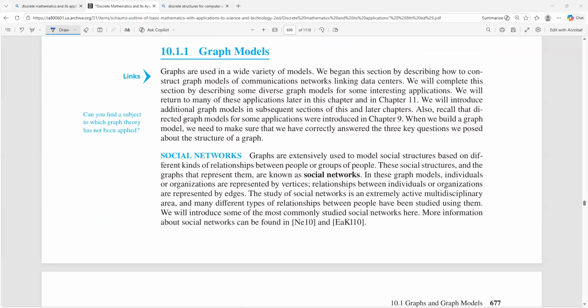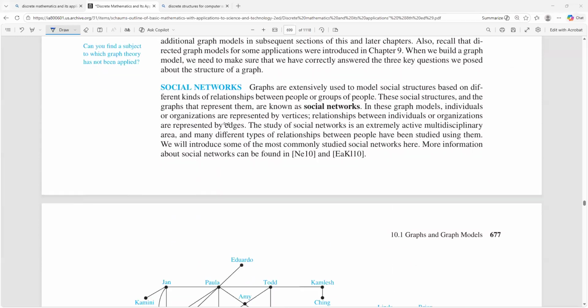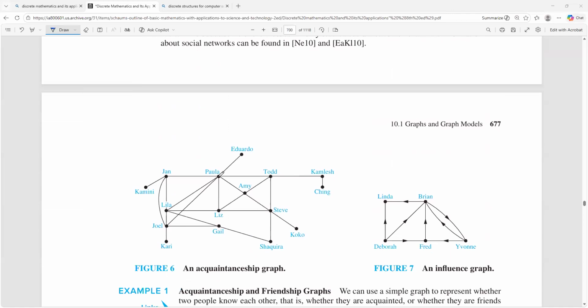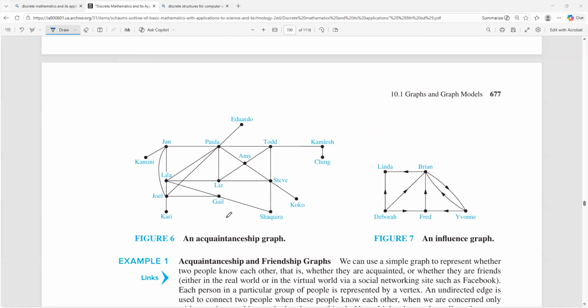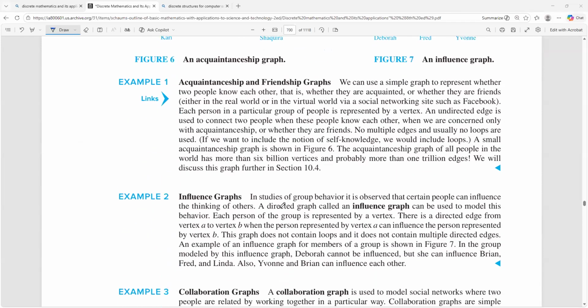Okay. Social networks. These are just going over different uses and interpretations of graphs. Here's an example of an acquaintance graph, and here's an influence graph. So this is what your influence graph is saying: studies of group behaviors observe that certain people can influence the thinking of others. Oh, okay.